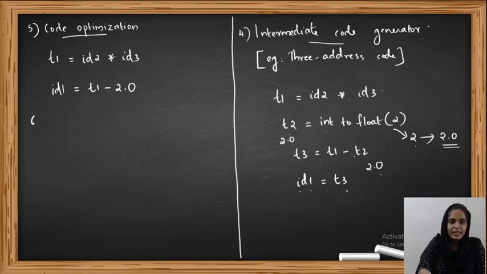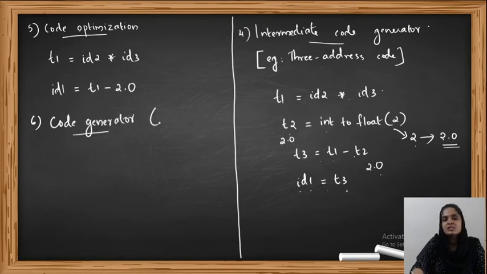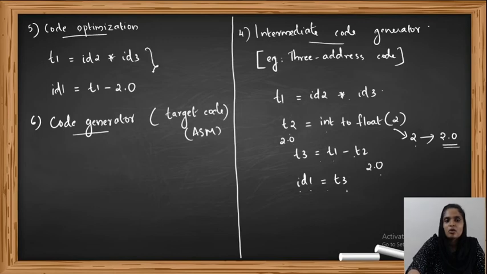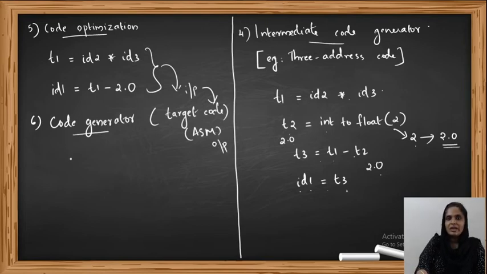Now the final phase of the compiler is the code generator. Code generator means we are generating our target code, and we are considering the assembly code here. So the code generator will get this optimized code as input and it will produce the target code or the assembly code as output. So we have to convert these 2 statements into assembly instructions, right?